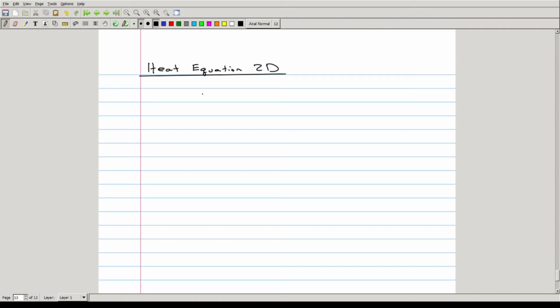So the constant coefficient heat equation in 2D is k times the second derivative of temperature with respect to x plus the second derivative of temperature u with respect to y is equal to the derivative of u with respect to t, where u is a function of x, y, and t.